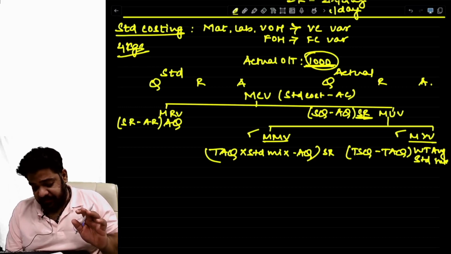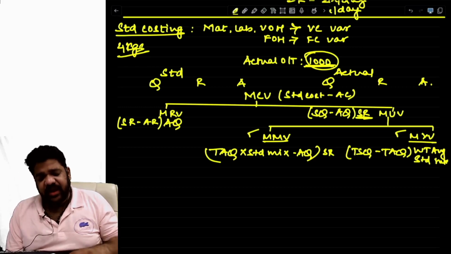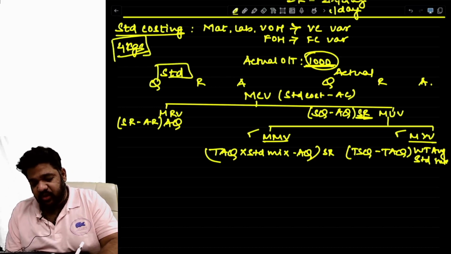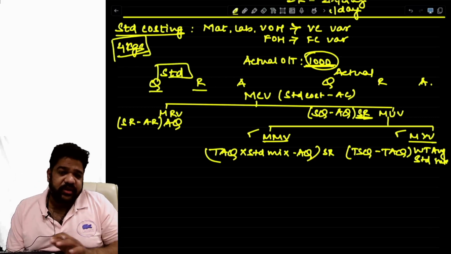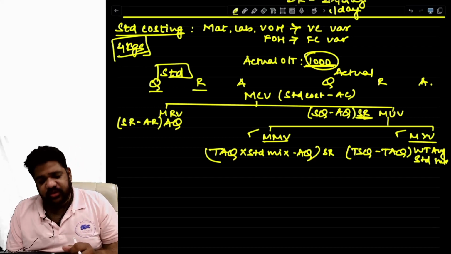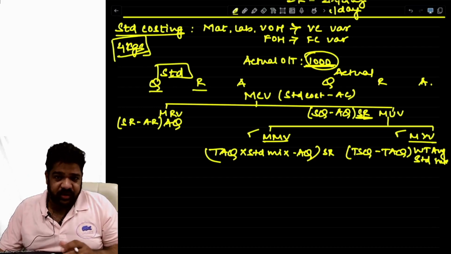Okay. Apart from that, the only thing that you'll have to keep in mind is drawing up the standard quantities and rates. Okay, these are the only things important from the material perspective. The actuals 9 or 10 times will be given. You don't have to worry a lot.